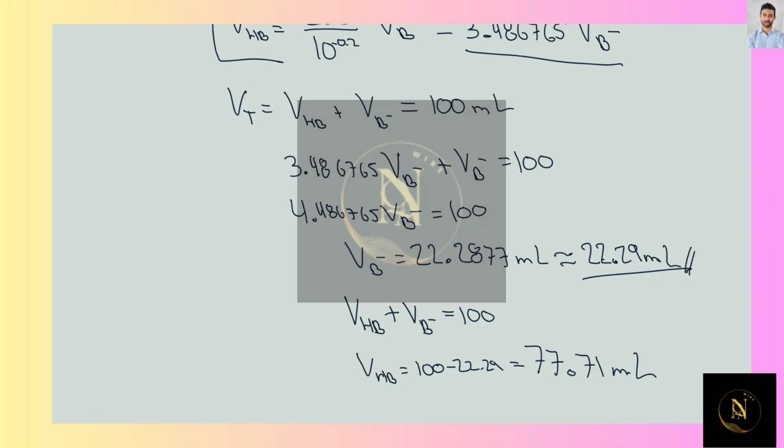And this would be our final answer for our question. The volume of benzoic acid is this, and the volume of benzoate is the other one.